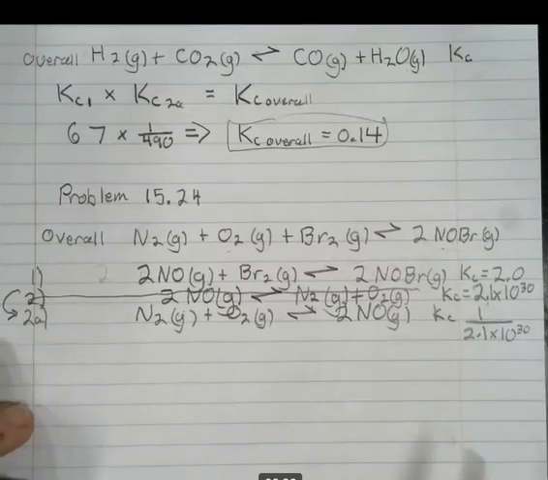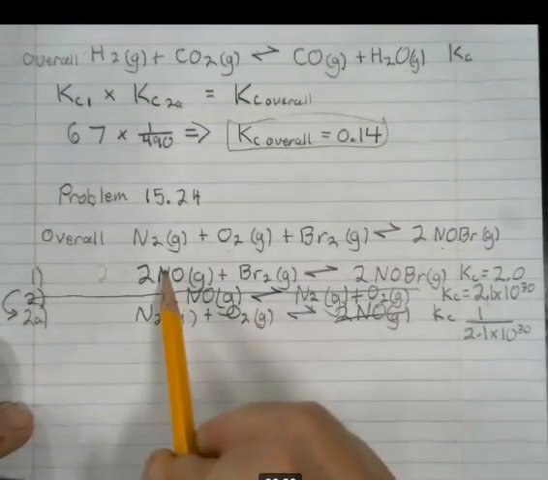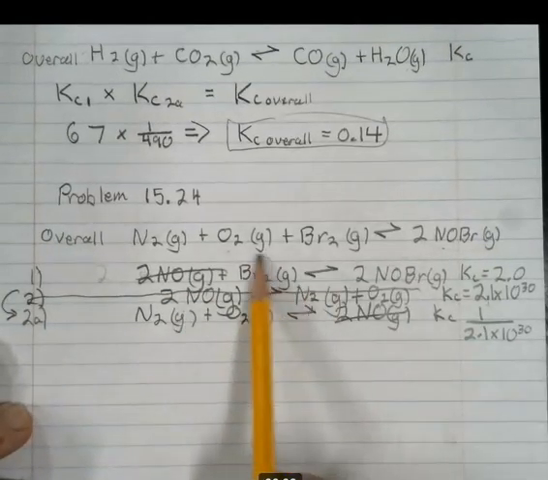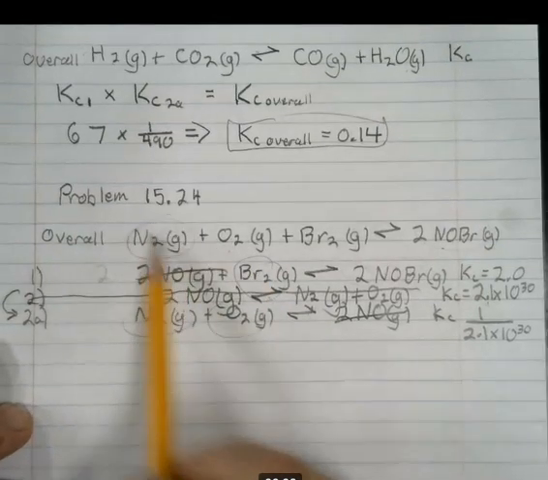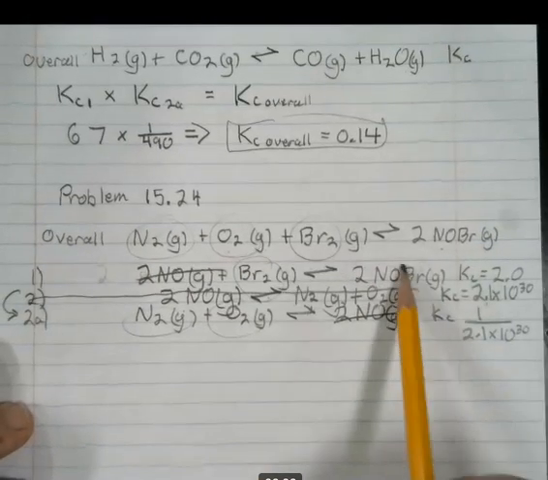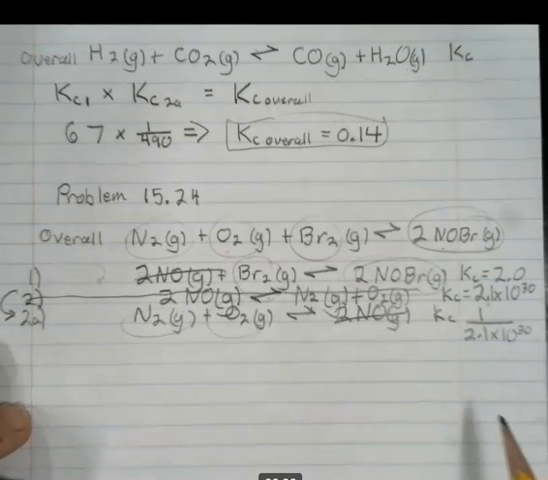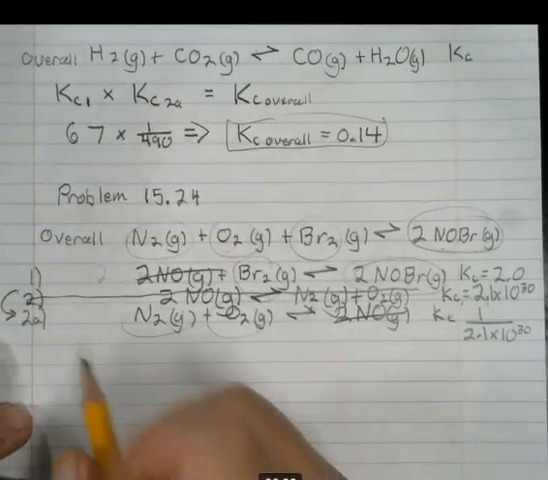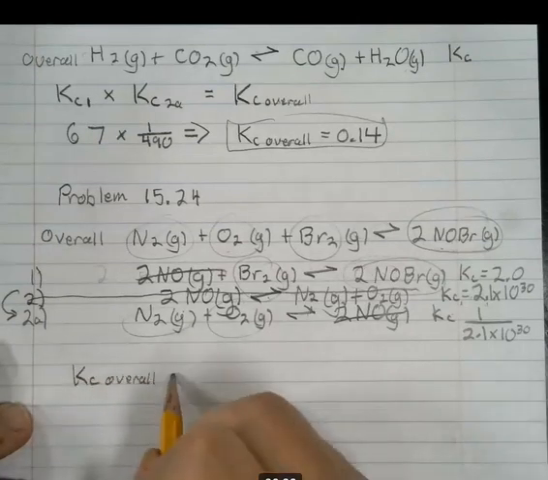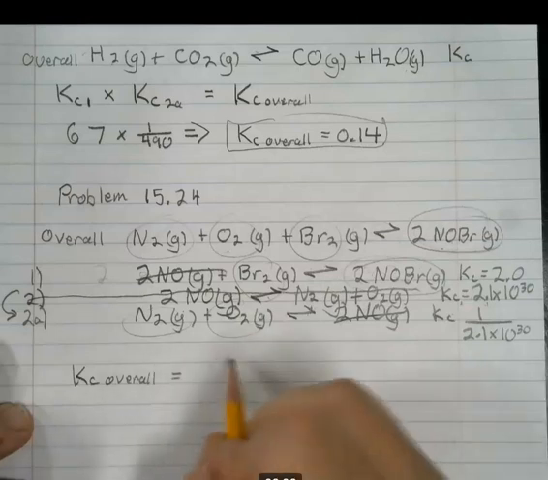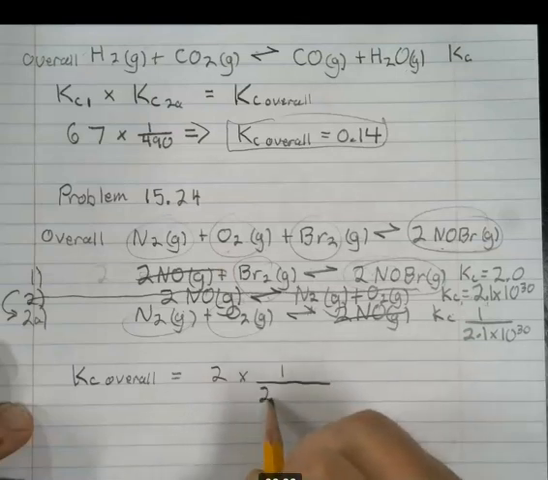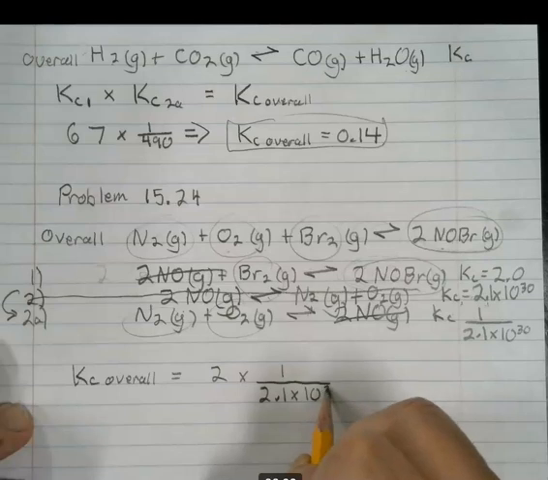All right, and so now what cancels out? Well, the 2NO here and the 2NO here cancel out. So what that leaves us with on the left side of the arrow is Br2, O2, and N2, and those are up here in our final equation. And then the only thing left on the right side is the 2 NOBr, which is in the final. So we've taken care of it. So our Kc for the overall is going to equal 2 times 1 over 2.1 times 10 to the 30th power.